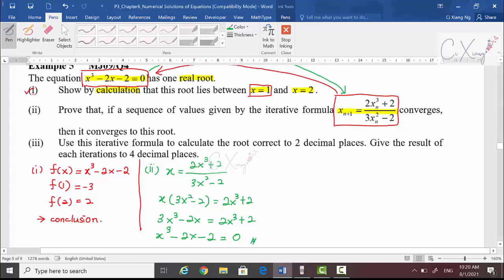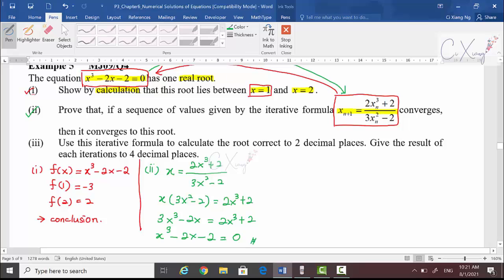Just make sure that when you look at the style of the question, usually they will ask you that when the iteration formula converges, then it converges to this root. They didn't ask you to prove, but the meaning is actually that they want you to prove it. So this is how we do it for the first part and the second part.